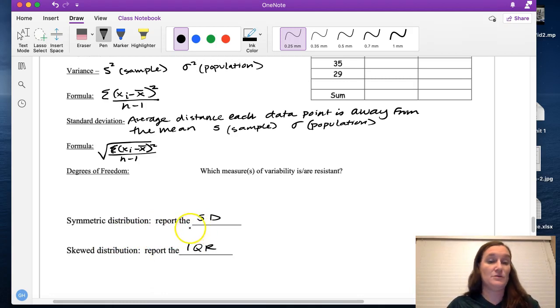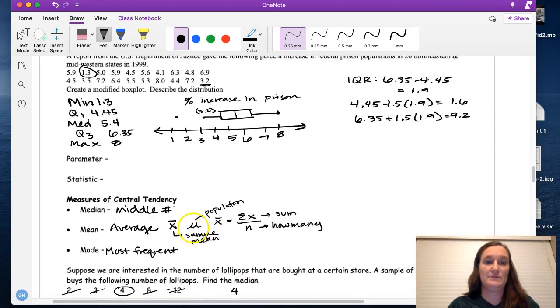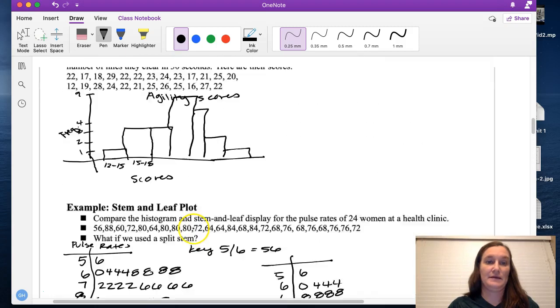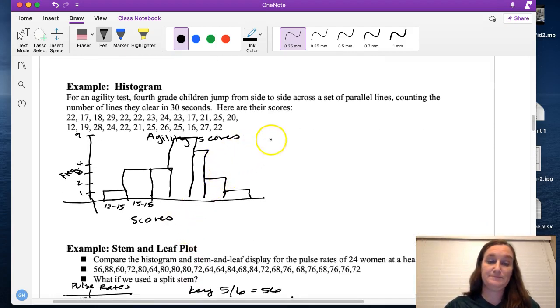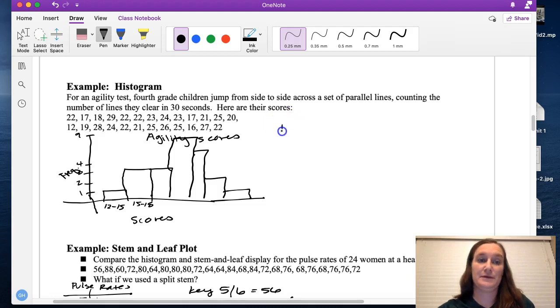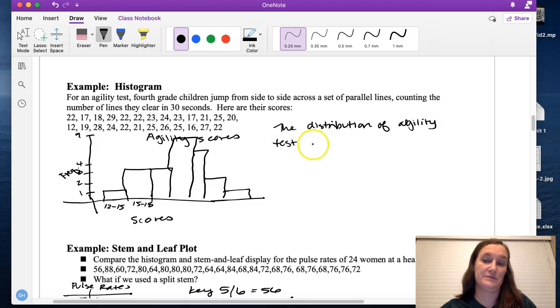Okay, so we're going to go back and describe the distributions that we did back here. We're going to describe this one. So we're going to say the distribution. Usually I actually do shape first. So the distribution of agility, you want to bring in the context. So you kind of do your 5 W's, but we don't have to do the 5 W's. So the distribution of agility test scores, we'll say, of 4th graders.